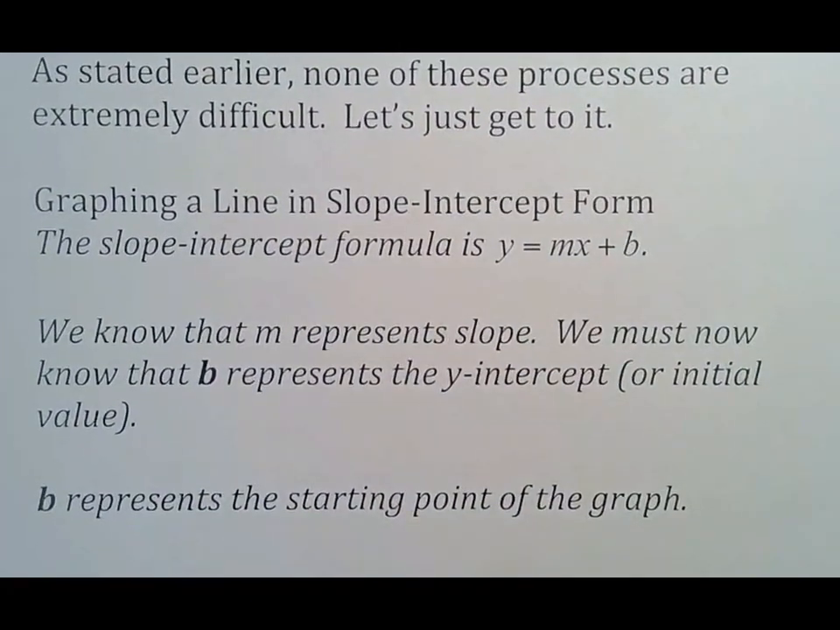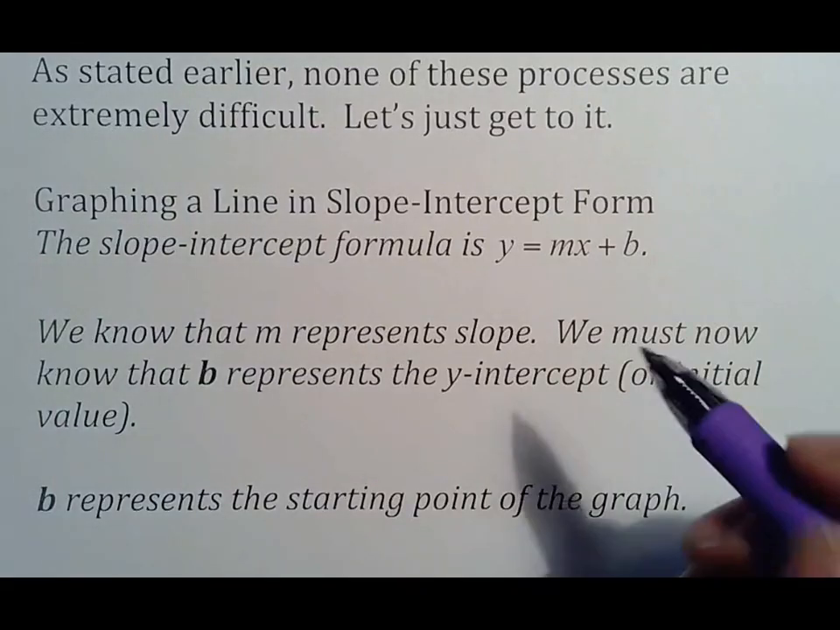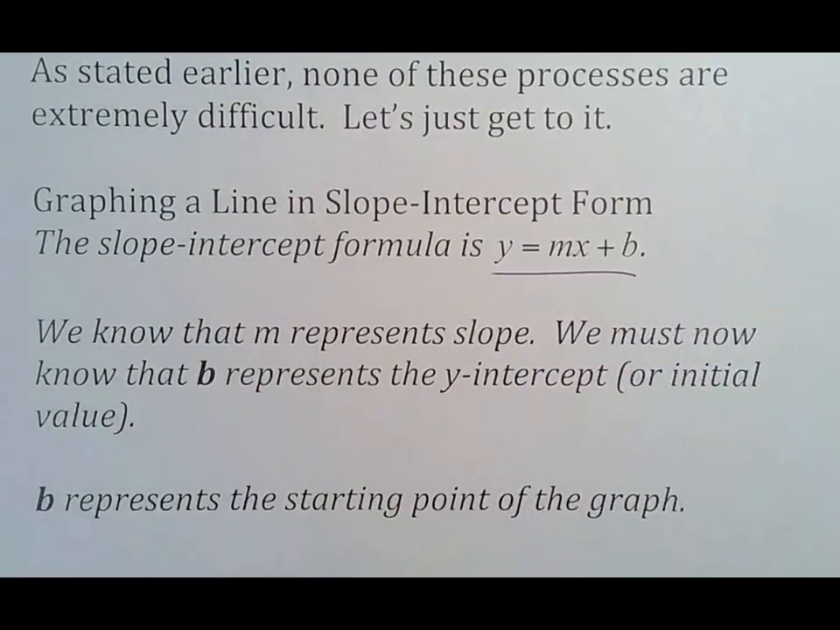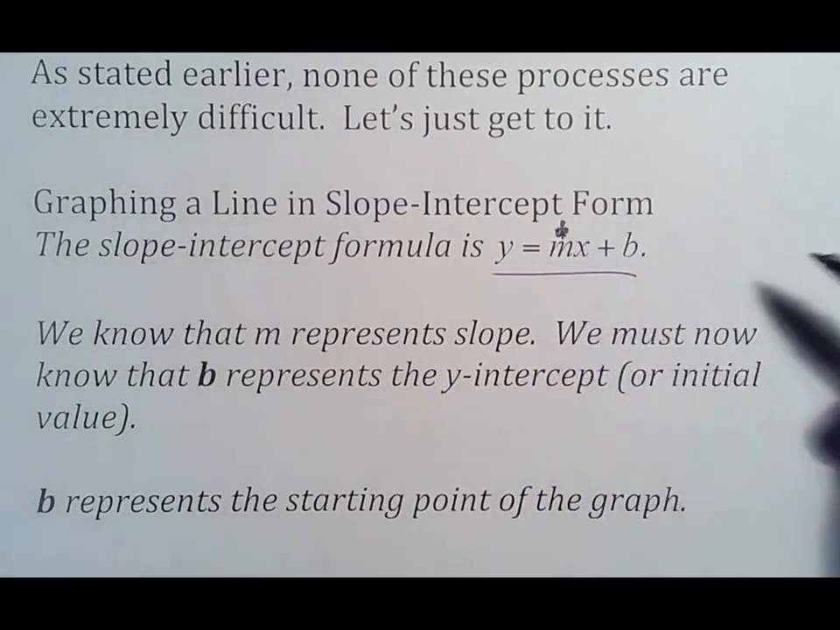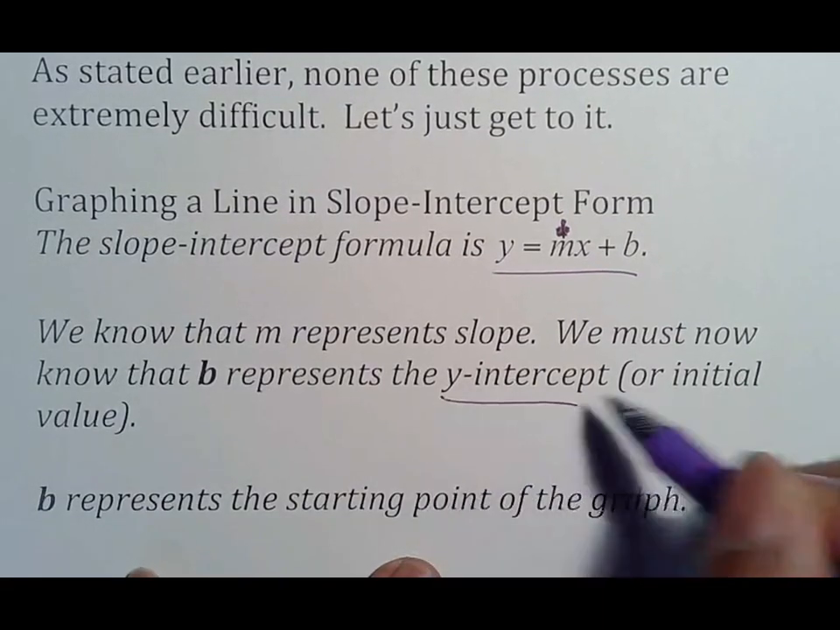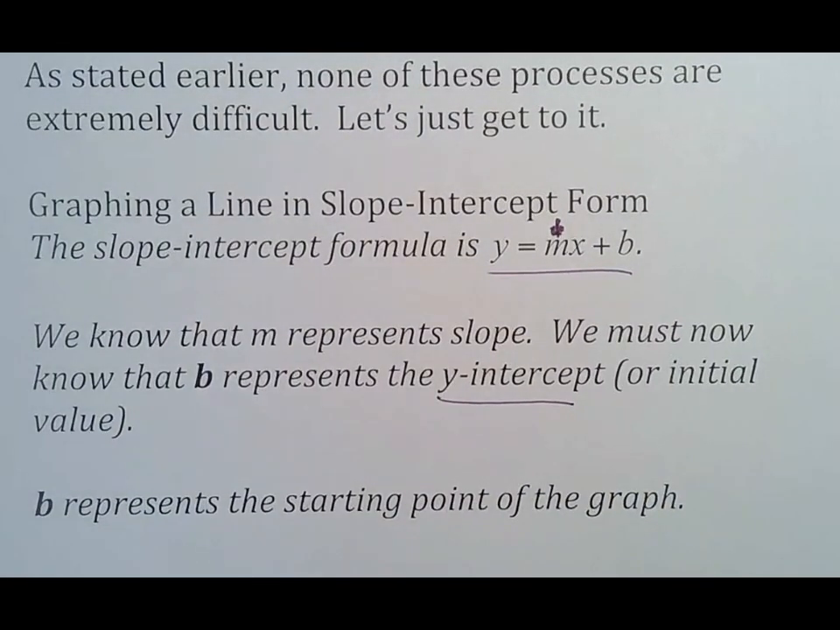So graphing a line in slope-intercept form. Remember the slope-intercept formula, and we've seen it already, is y = mx + b. We know that m represents slope. That we've learned from our chapter 4. That's why I like chapter 4. But now you have to understand that b represents your y-intercept, or what you call your initial value. In general, it's the starting point of the graph.